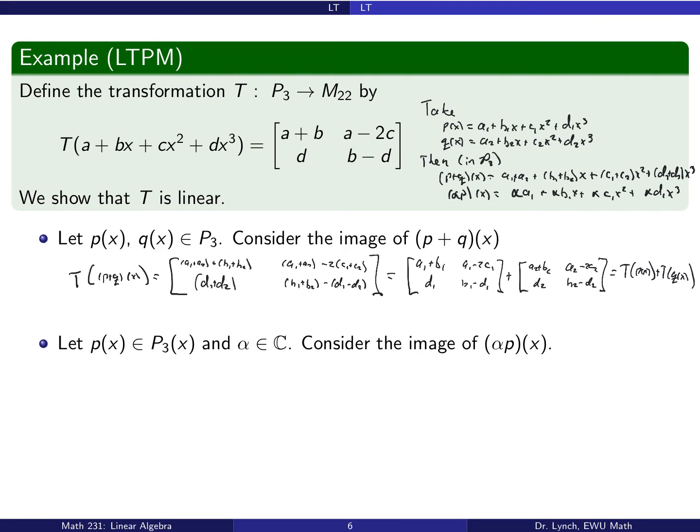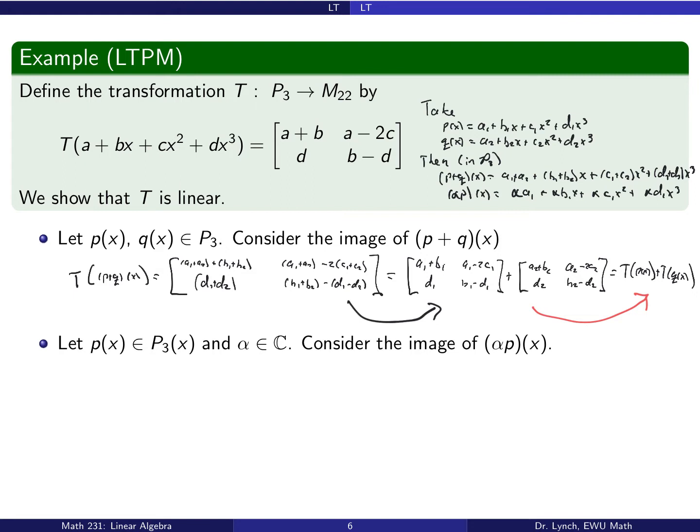Now we know that vector addition, or matrix addition, can be broken up in M sub 2,2. And once we break up that vector addition in M sub 2,2, we can see that this is exactly the image of p plus the image of q.